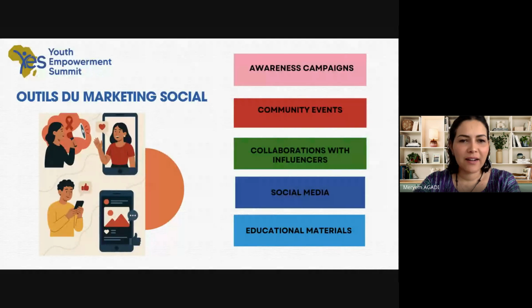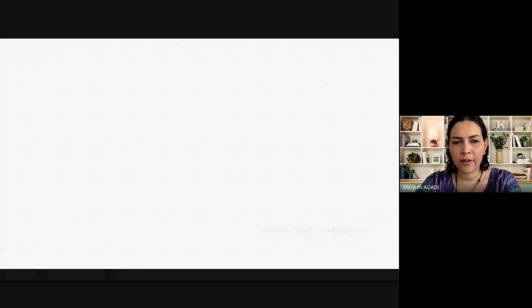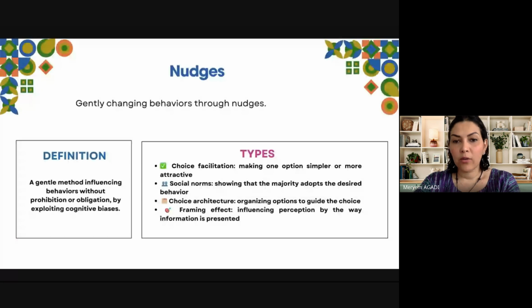So, the nudges here are very important, and I'm glad you're all ears to know about them. The nudges are about gently changing behaviors that you can use through your social marketing strategy. The definition is a gentle method to influence behaviors without prohibition or obligation by exploiting cognitive biases. For example, choice facilitation: making one option simpler and more attractive rather than trying to obligate or impose it.